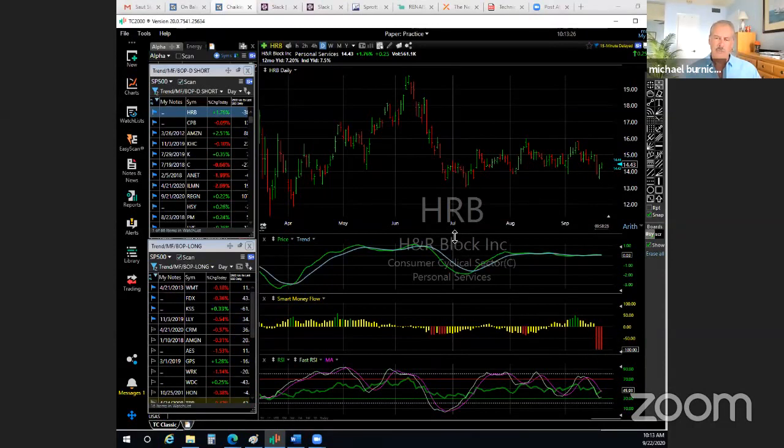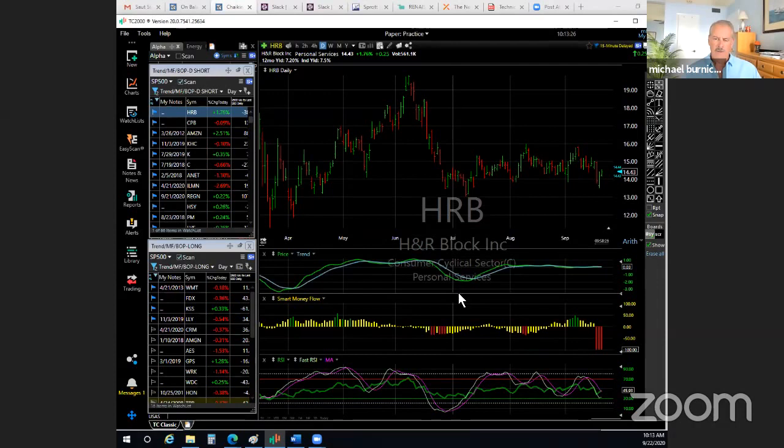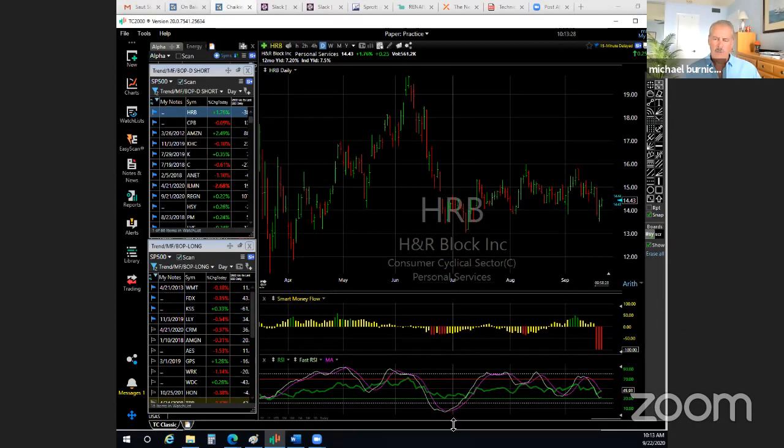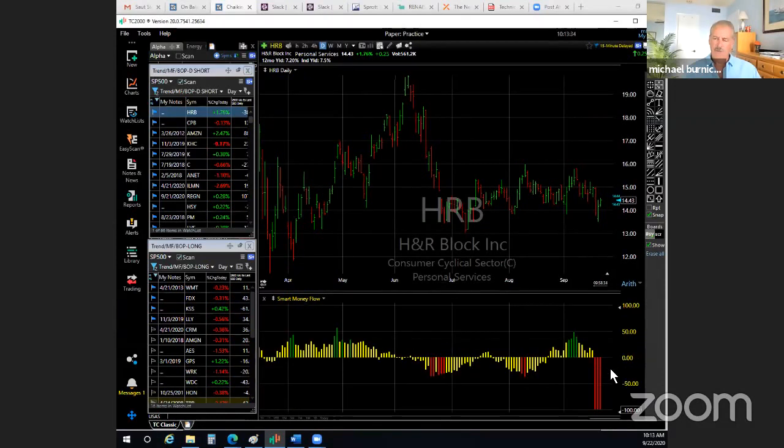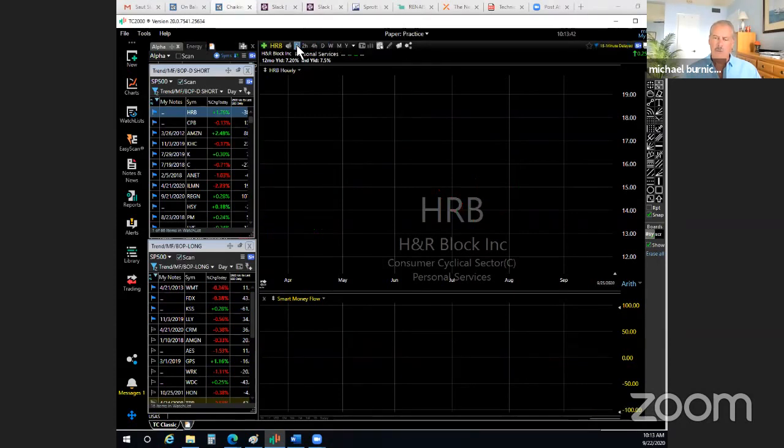In fact, let's zoom in on this so y'all at home can see it a little more clearly. We'll just reduce these other ones so that you can see that. There it is, the smart money flow right there. And you can see it's been pretty steady. You could change your chart from a daily to say an hourly chart.